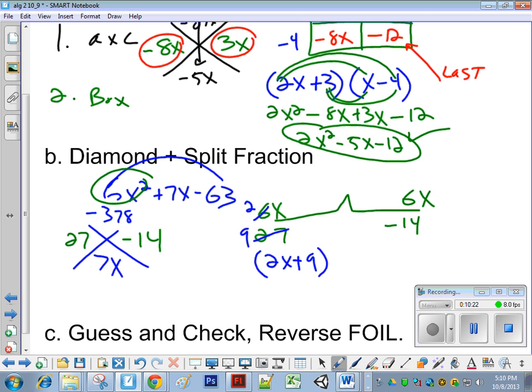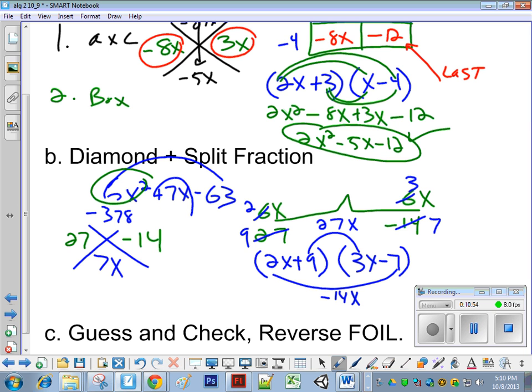Now 6 and 14 don't go into each other, but they're both even numbers, so I can divide both of those by 2. So that's going to give me the factor 3x minus 7. And that's going to give us that split fraction approach. Here's our answer. I'll double check the inside and outside. 9 times 3 is 27x. Negative 7 times 2 is minus 14x. 27 minus 14 will indeed give me positive 7.